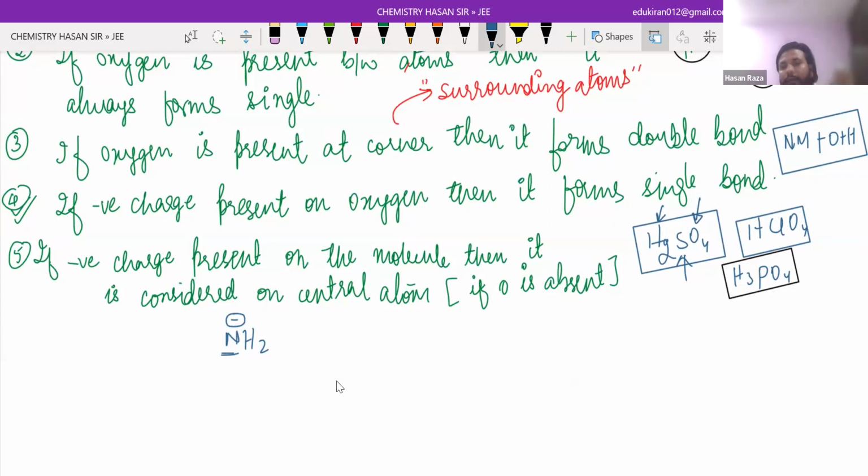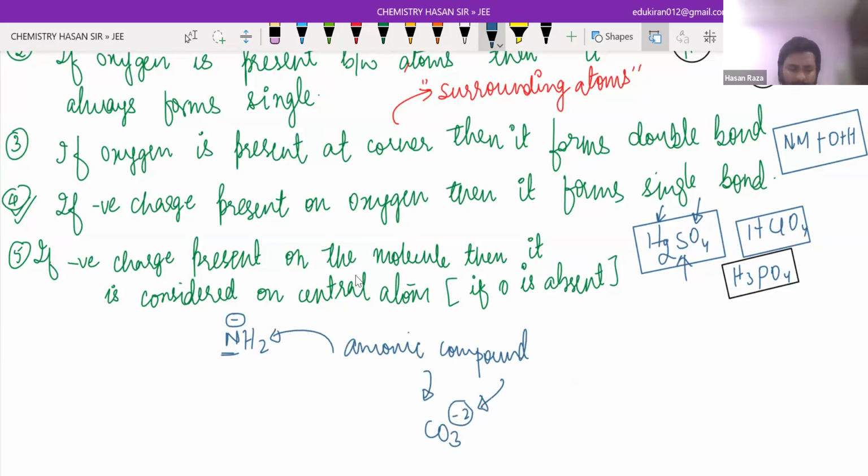But if you have a compound in which oxygen is present, and both are anionic compounds, you can see this is an anionic compound and this is also an anionic compound in which oxygen is present. So this negative charge will be on oxygen. Are you getting my point?